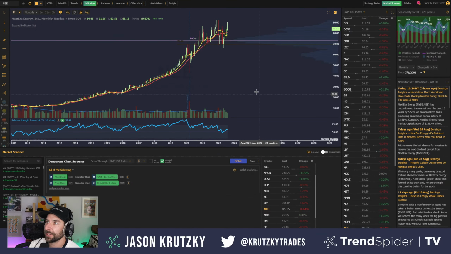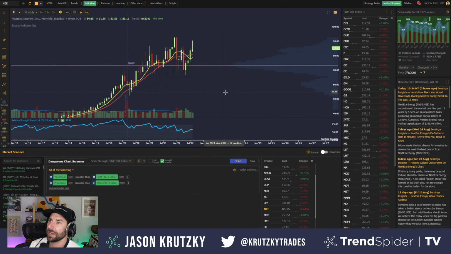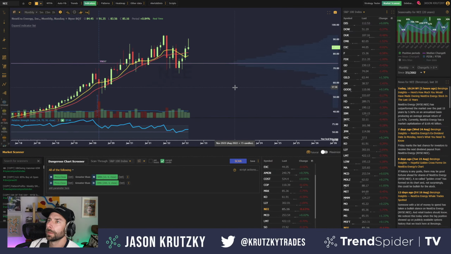NEE, also an energy name. Looking pretty darn good. Really love to see it make a new high here. Do not know if it will. Looks like it's maybe failing now. A little bit of a shooter, but above our major moving averages, above VWAP, above POC. So all in all, quite more bullish, relatively speaking.